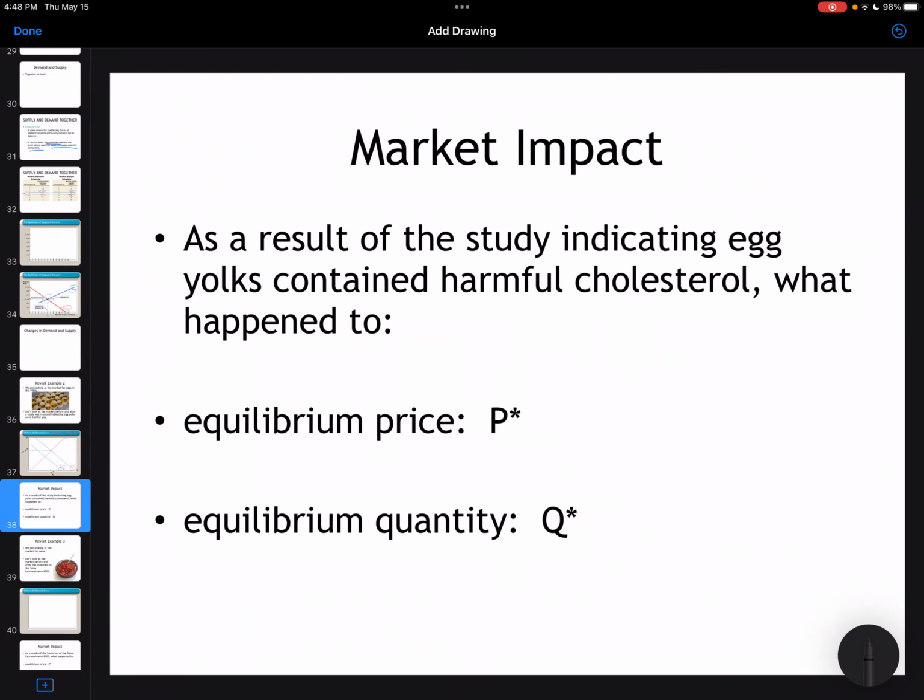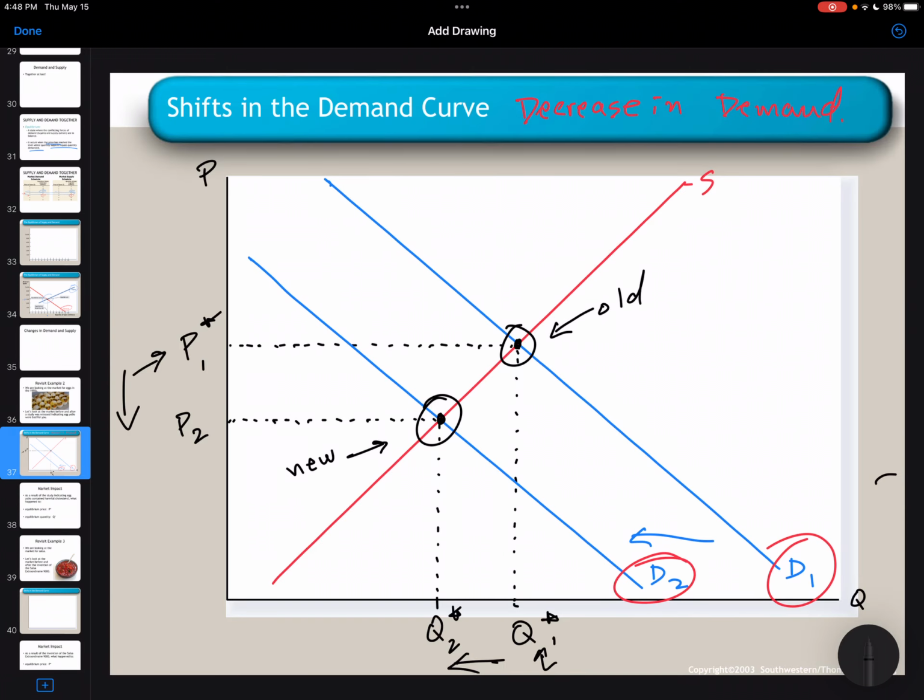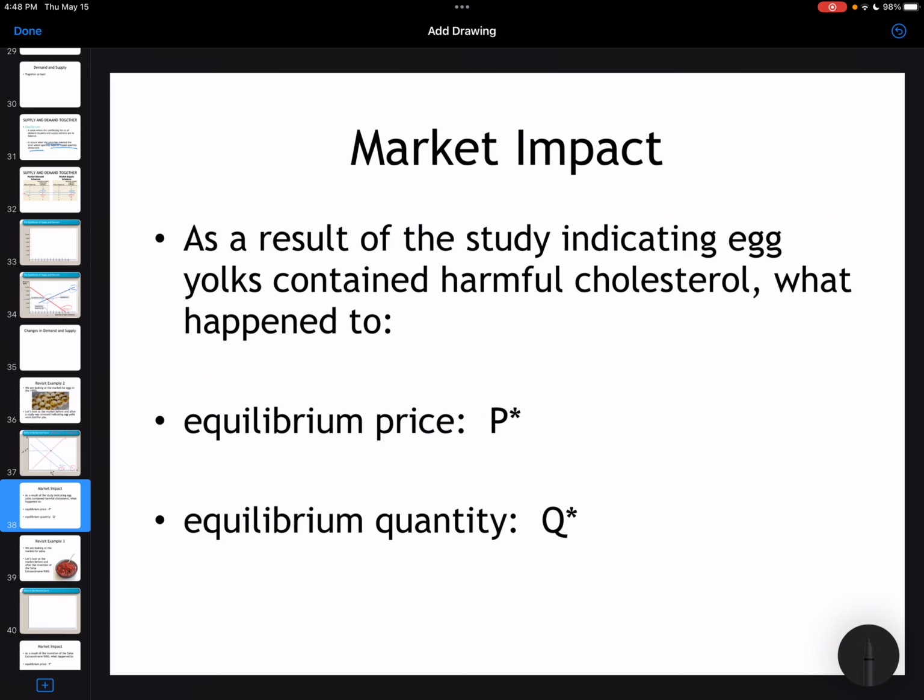As a result of the study indicating egg yolks contain harmful cholesterol, what happened to the equilibrium price and quantity? The nice thing is, our graph just tells us, right? Price falls and quantity falls. So price decreases and quantity decreases. And this is exactly what happened to egg prices back in the 1990s, right? Quantity that people want to buy plummeted, and the price for eggs plummeted as well.